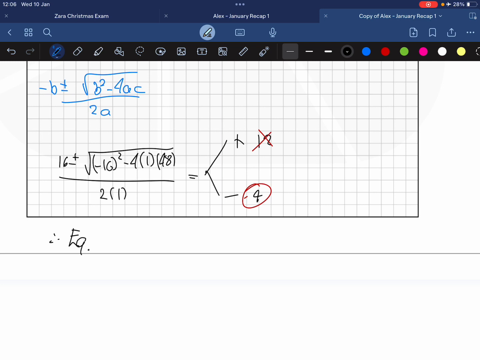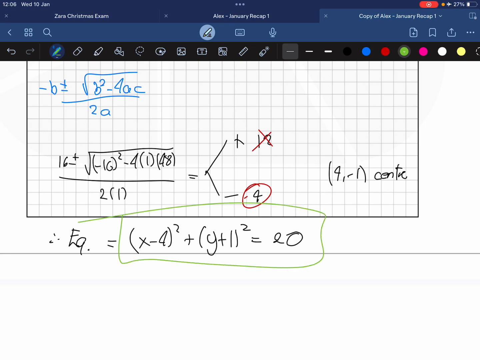So now we know that our centre is going to be 4, minus 1. So the equation is equal to x minus 4 squared plus y plus 1 squared is equal to the radius squared, which is equal to 20. So this right here is the equation of our circle.